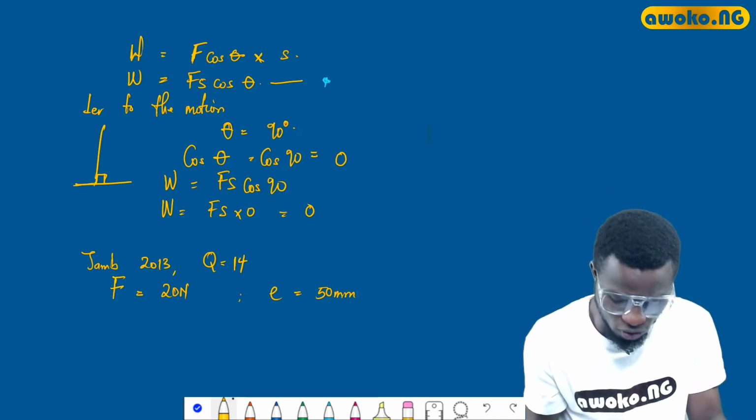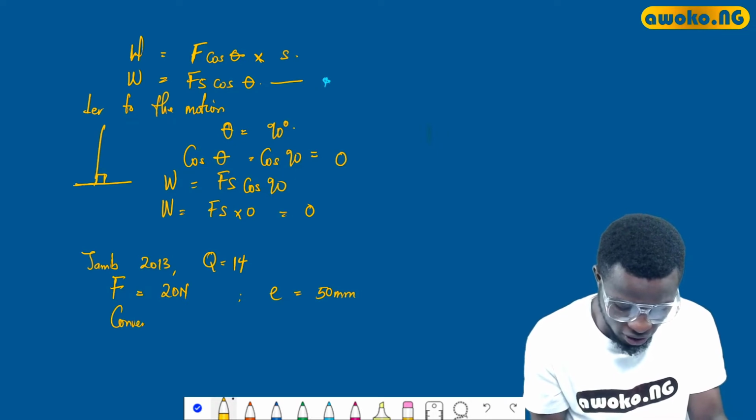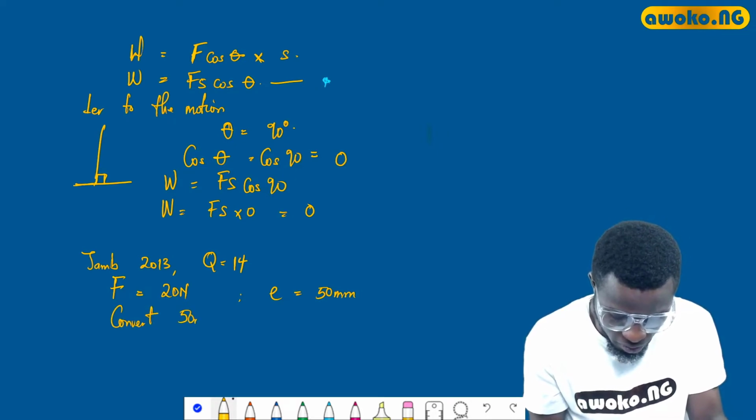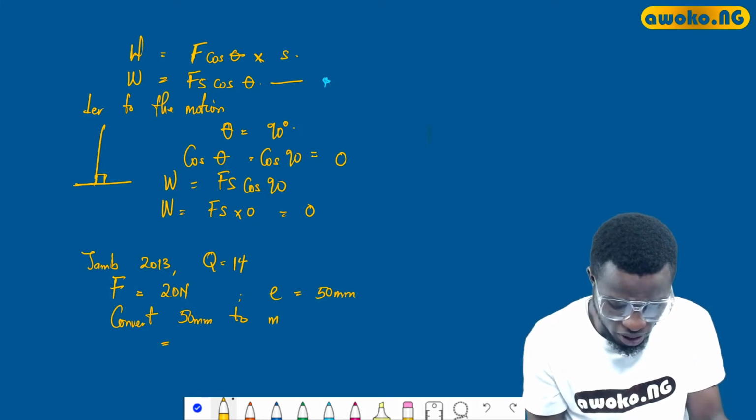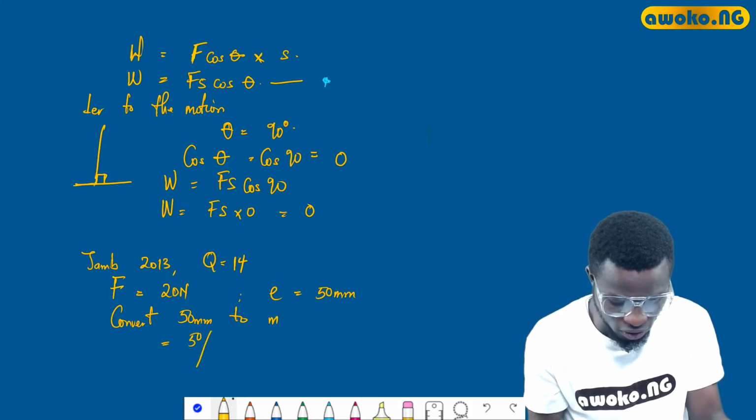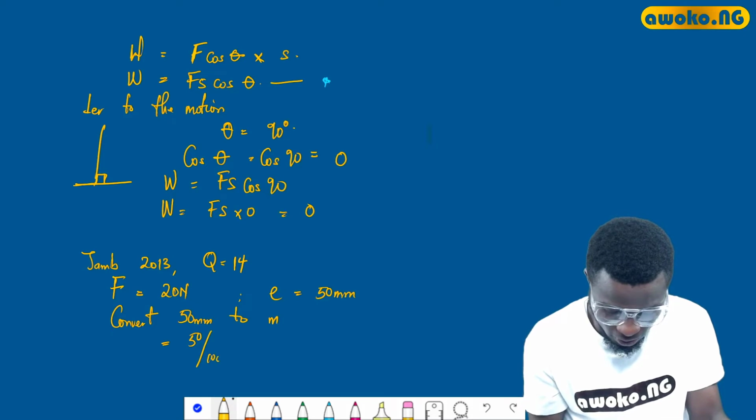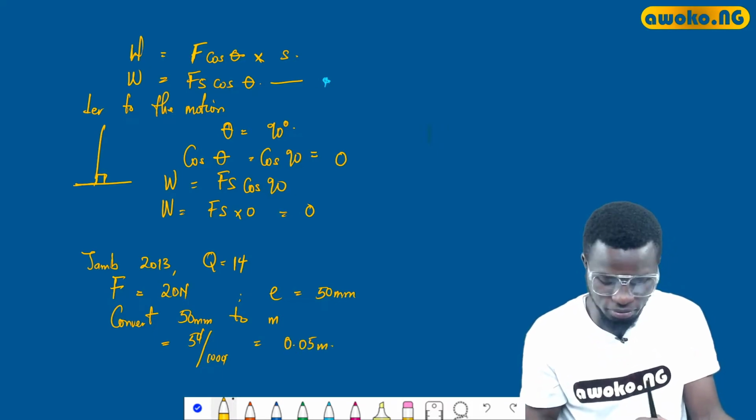Now, remember we have to convert all our values to the standard unit. So if we convert 50 millimeters to meters, we have 50 over 1000, which is equal to 0.05 meters.